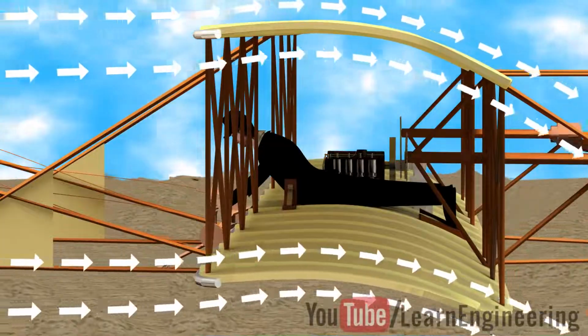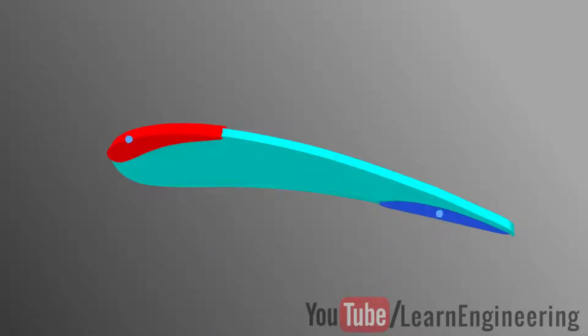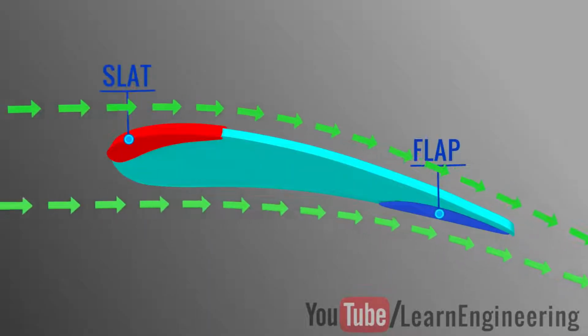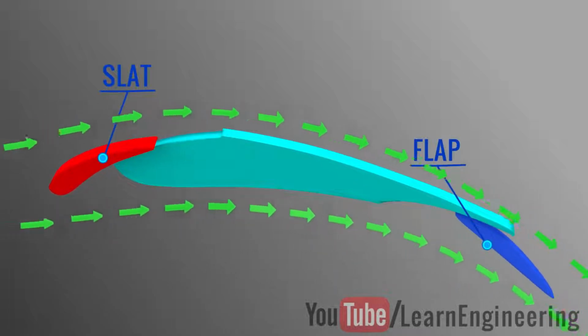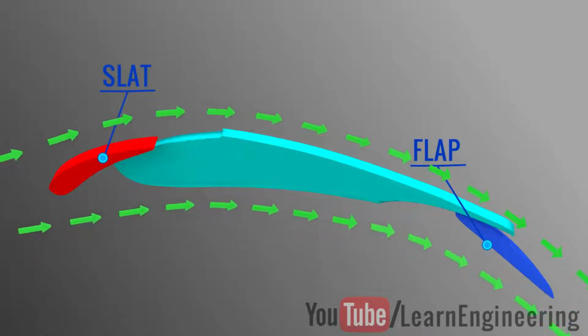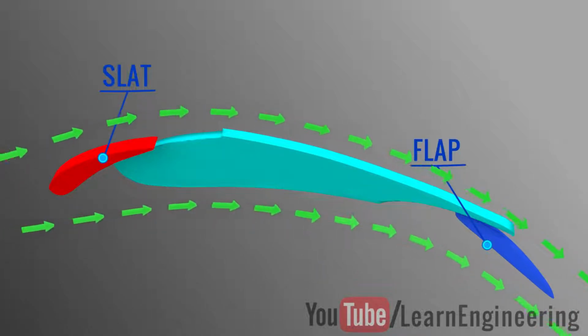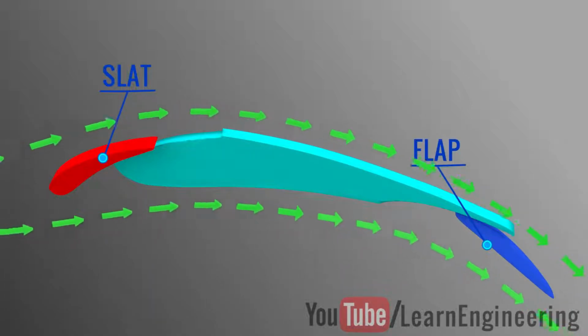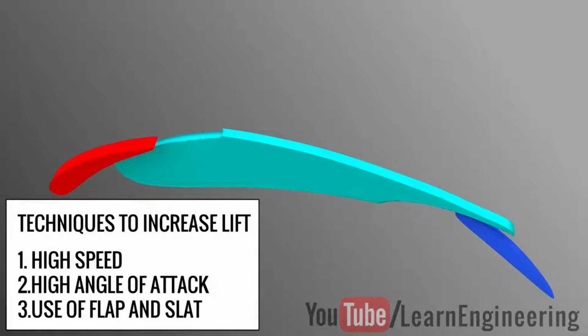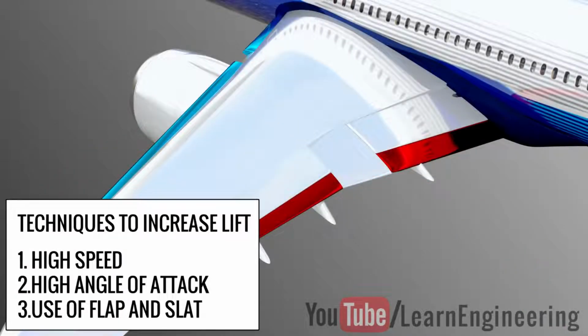One more idea to increase the lift force is by altering the airfoil shape like this. The alteration in shape will definitely increase the downwash and the wing area, hence giving greater lift. In short, there are three techniques to increase the lift of an airfoil. Let's apply this airfoil knowledge to the airplane.